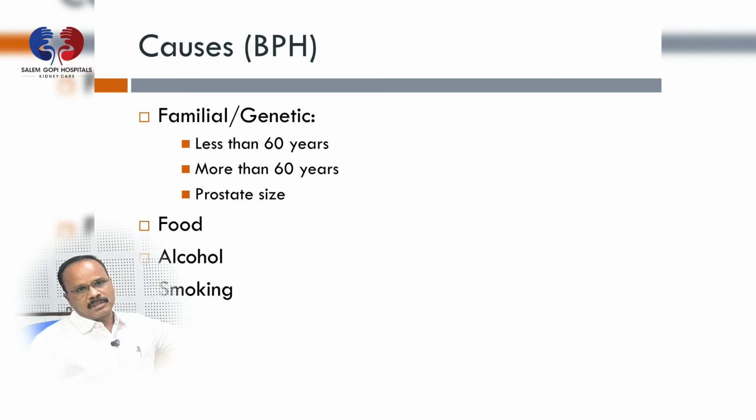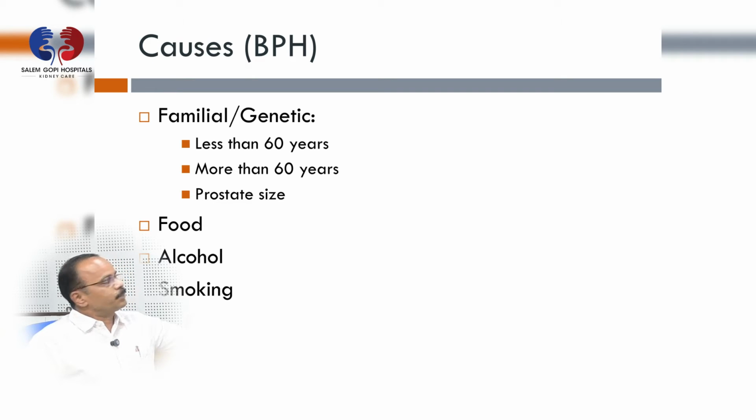We can ask one question: sir, my father had a prostate problem, shall I get this prostate problem? Yes. If your father or grandfather got prostate problems after the age of 60 years, the probability is 10%. If your father or grandfather got prostate enlargement below 60 years, the chance is 50%. That's the point here. Prostate enlargement is genetic, that is familial. Family members will get prostate problems. Chances are 50%.